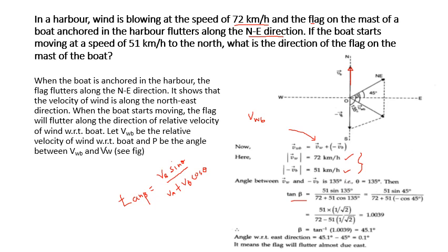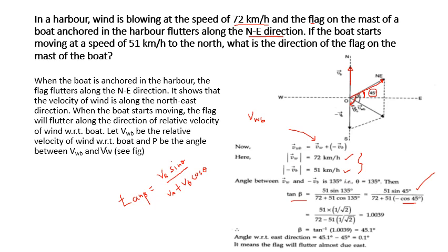And what is the angle between them? It is given in the question that the boat is moving towards north and the flag flutters along northeast direction. The angle between the east direction and the northeast direction is 45 degree. So 180 minus 45 is 135. This will be the angle between the flag and the boat. So I'm substituting theta value as 135 here. So 51 sin 135 divided by 72 plus 51 cos 135. Sin 135 is nothing but sin 45, and cos 135 is nothing but minus cos 45, by using trigonometry relationship.